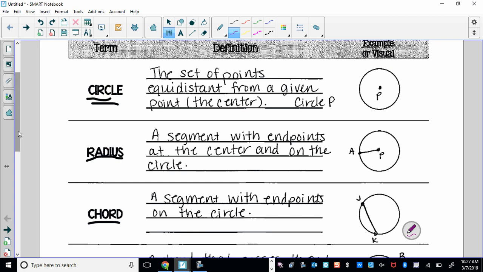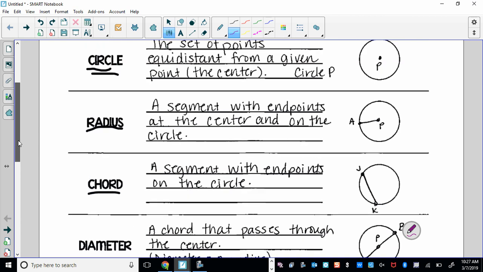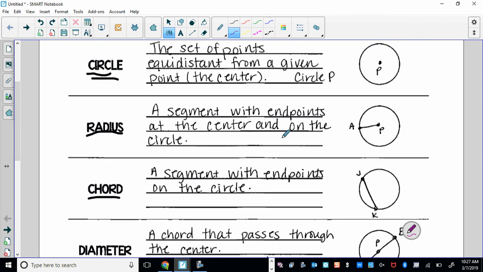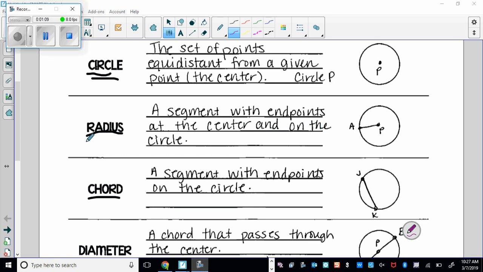Okay, the second definition is a radius. A radius is a segment with an endpoint at the center and on the circle. Okay, let me pause this first. All right, what is a radius? It starts at the center and ends at a point on the circle. So in this case, this is radius AP.